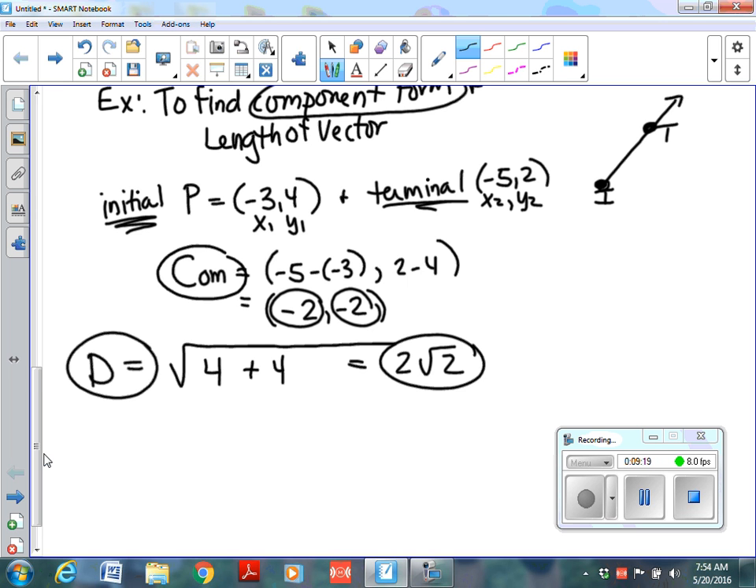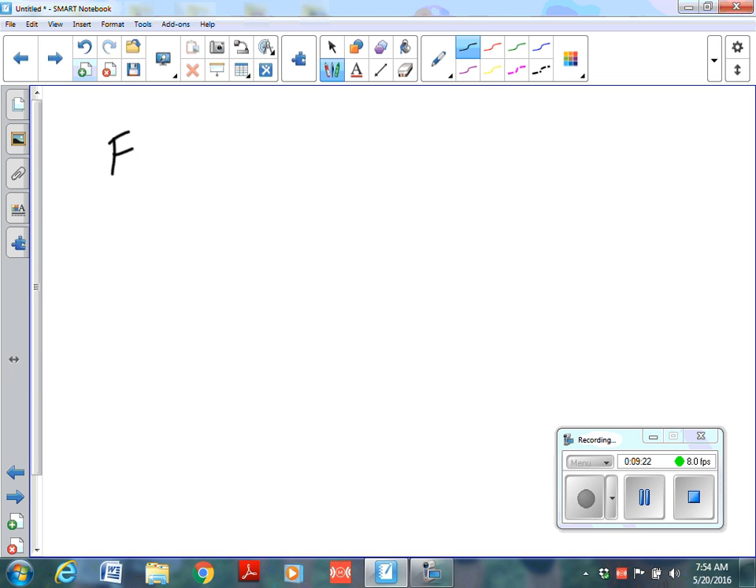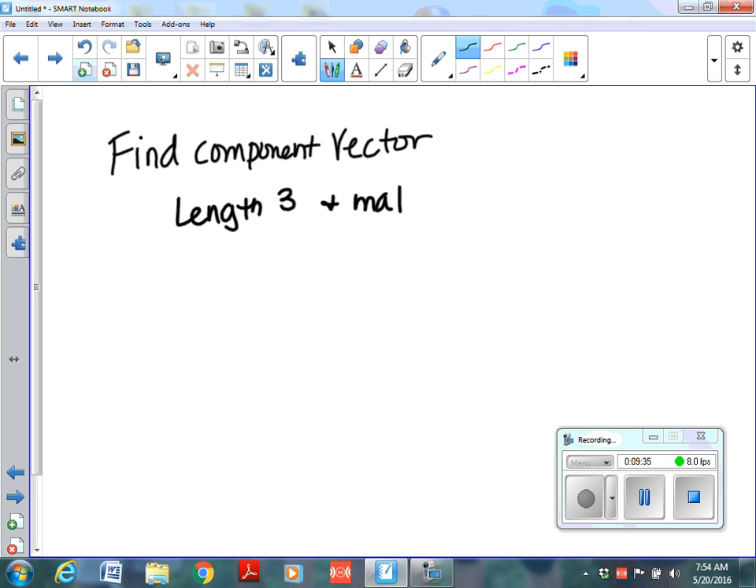Okay, here's another way to find the component. Find the component vector given the length of 3, and it makes an angle of 40 degrees. It gives you the length and it gives you the angle. You kind of know what the vector looks like, right? I don't know if it's 3 inches or whatever, but 40 degrees looks like this. It's about 40 degrees, and that looks about like 3 centimeters or 3 whatever units they're talking about.